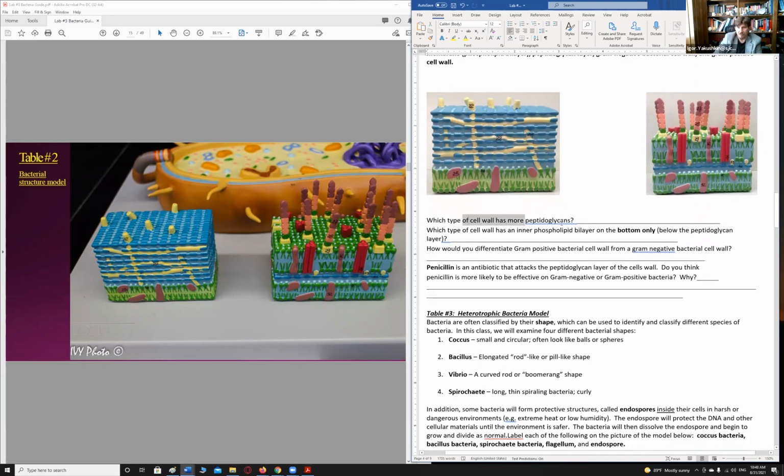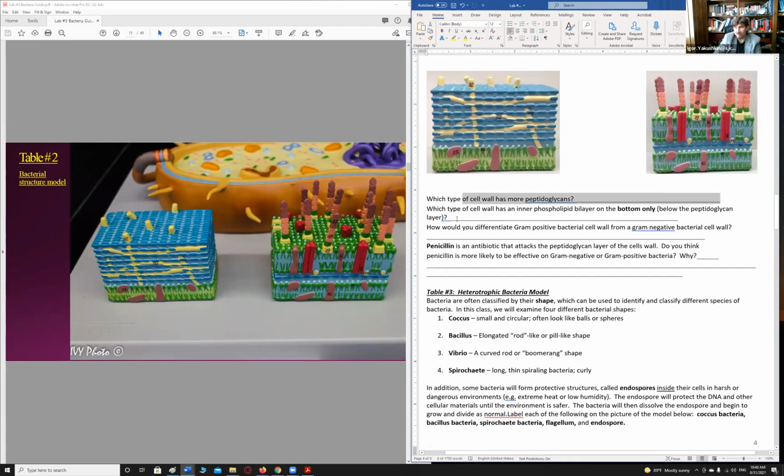Which cell wall has more peptidoglycan? This one, so it would be gram-positive. Peptidoglycans, a lot. Which type of cell has the inner phospholipid bilayer? You're looking at the bottoms. This one has a cell membrane. This one has a cell membrane. That one has kind of like a cell membrane on top as well, lipopolysaccharides. That one doesn't. So gram-positive would be the only one which has the inner phospholipid bilayer.